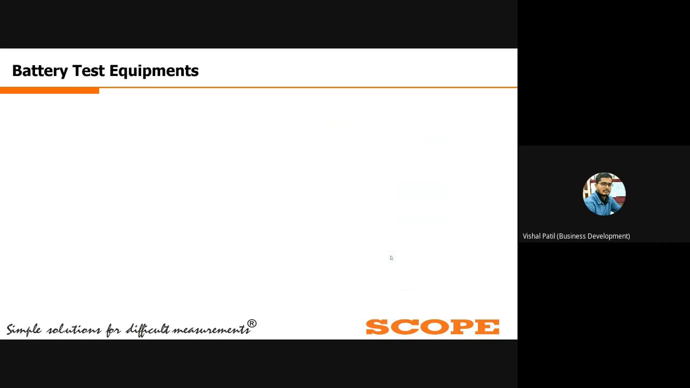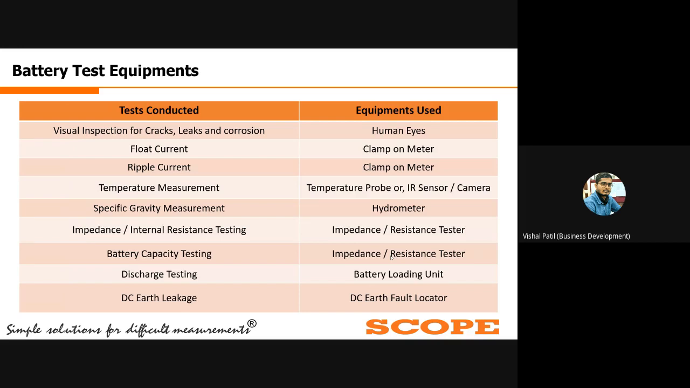Now we will see what are the different tests conducted on the battery for its maintenance or checking its healthiness. Generally, different tests are conducted to check the healthiness of the battery bank. You can see this list in which different parameters are mentioned and what are the different equipments you require. In this battery test equipments, today we are going to discuss discharge testing, in which we will use a battery loading unit, or it is also called a battery discharge unit.